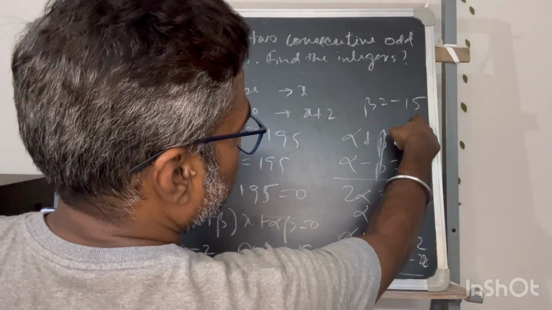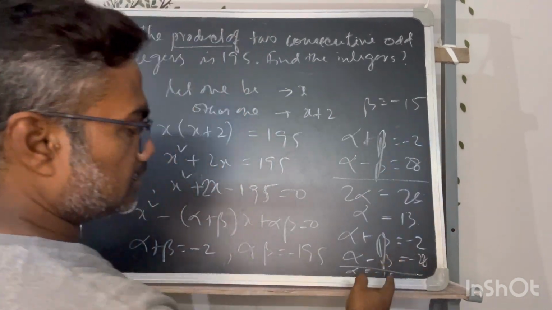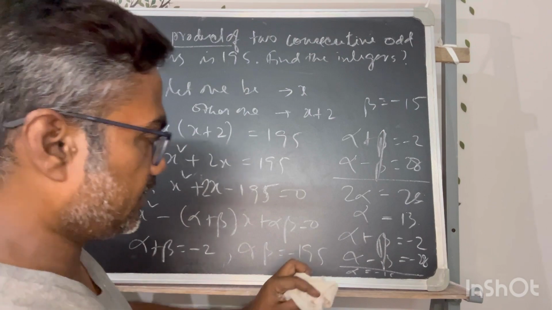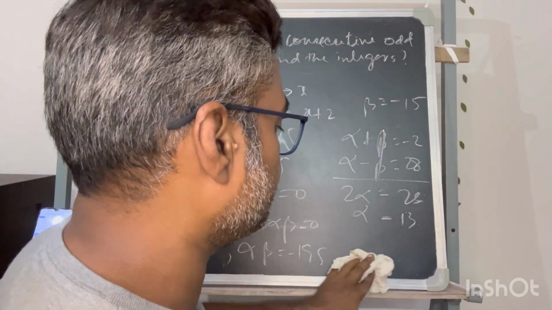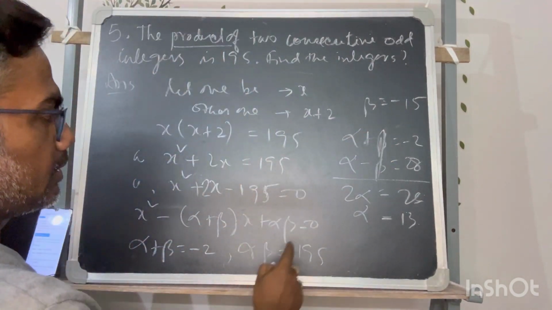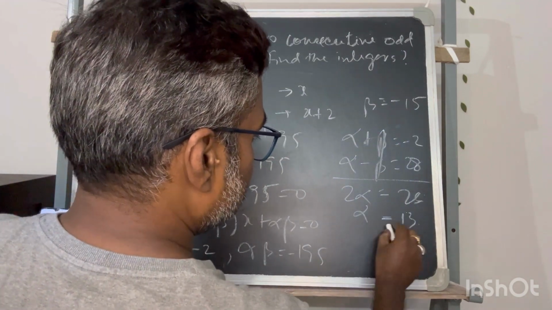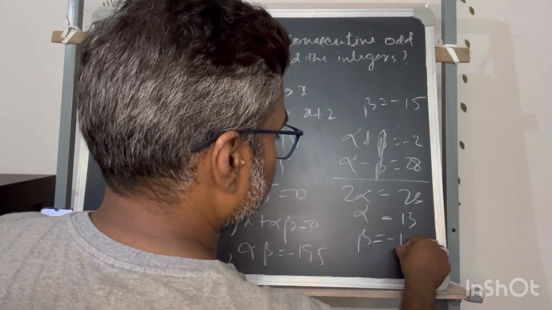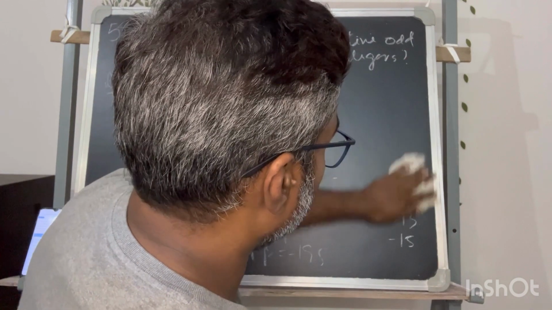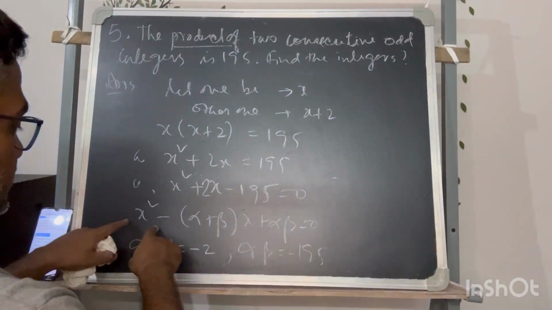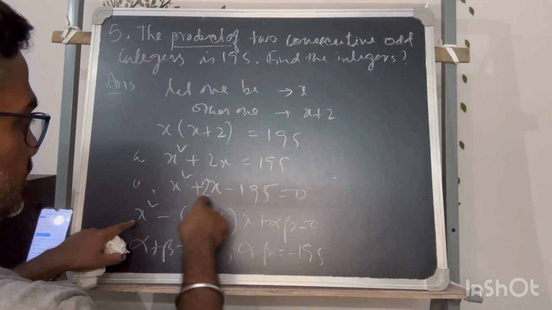Now see, beta is minus 15 and alpha is 13, so the result will be reversed. So there is no use of taking plus and minus both. One is sufficient. So in this case, alpha is 13 and beta is equal to minus 15. Remember this, I will use it. So these are the roots of this equation.